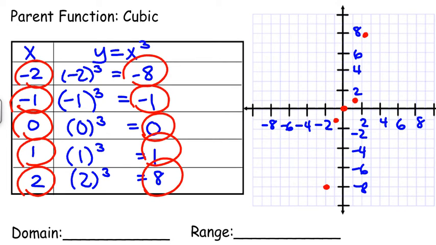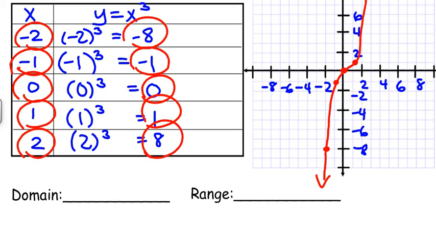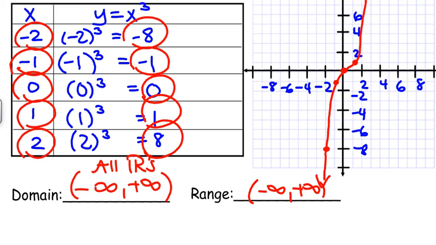Right 2, up 8. So what we call the shape of this parent function is a snake. It rises on the right-hand side and it falls on the left. So notice our domain. Any number you can plug in for x. So -infinity to positive infinity, or all reals. And the same thing is true for the range. You get every number out on the y-axis. So again, -infinity to positive infinity, or all reals. So there are the first 4 parent functions for you to know.